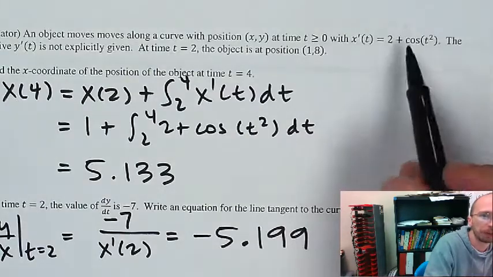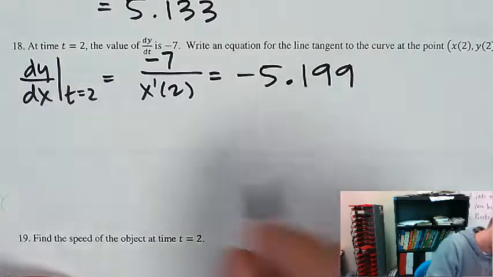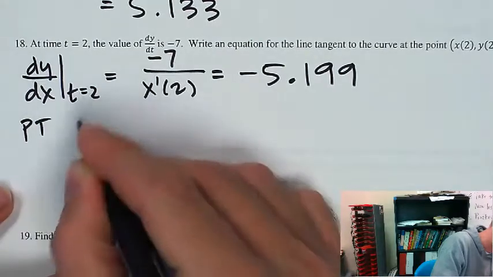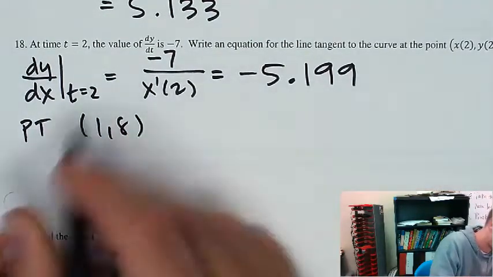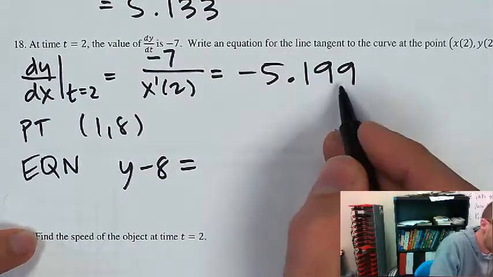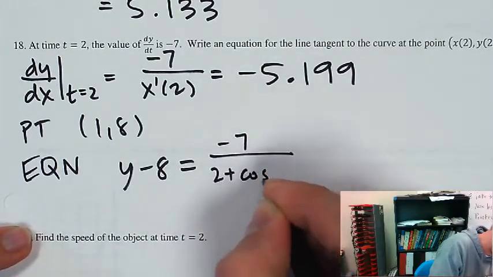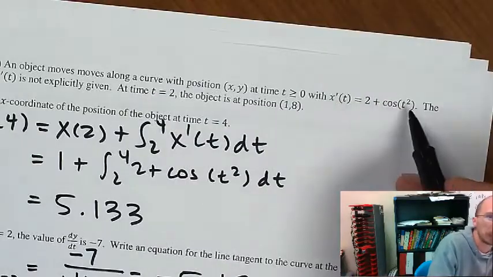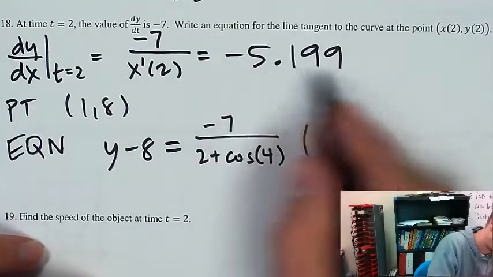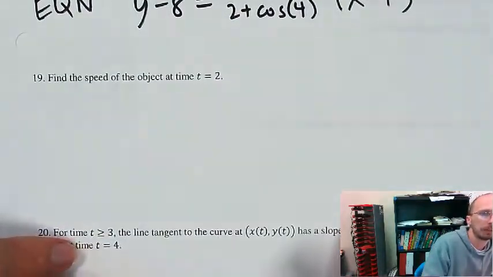Yeah, now I'm realizing that I could also have said that x prime of 2 is 2 plus cosine of 4. And maybe I'll do that. For the most exact answer, the point is 1 and 8. The slope is that, so the equation is going to be y minus 8 equals, you could put this, or you could put -7 over 2 plus cosine of 4, just plugging in 2 for t there, times, and this is just a number, the same as -5.199, x minus 1. That's how I'd write the tangent line.